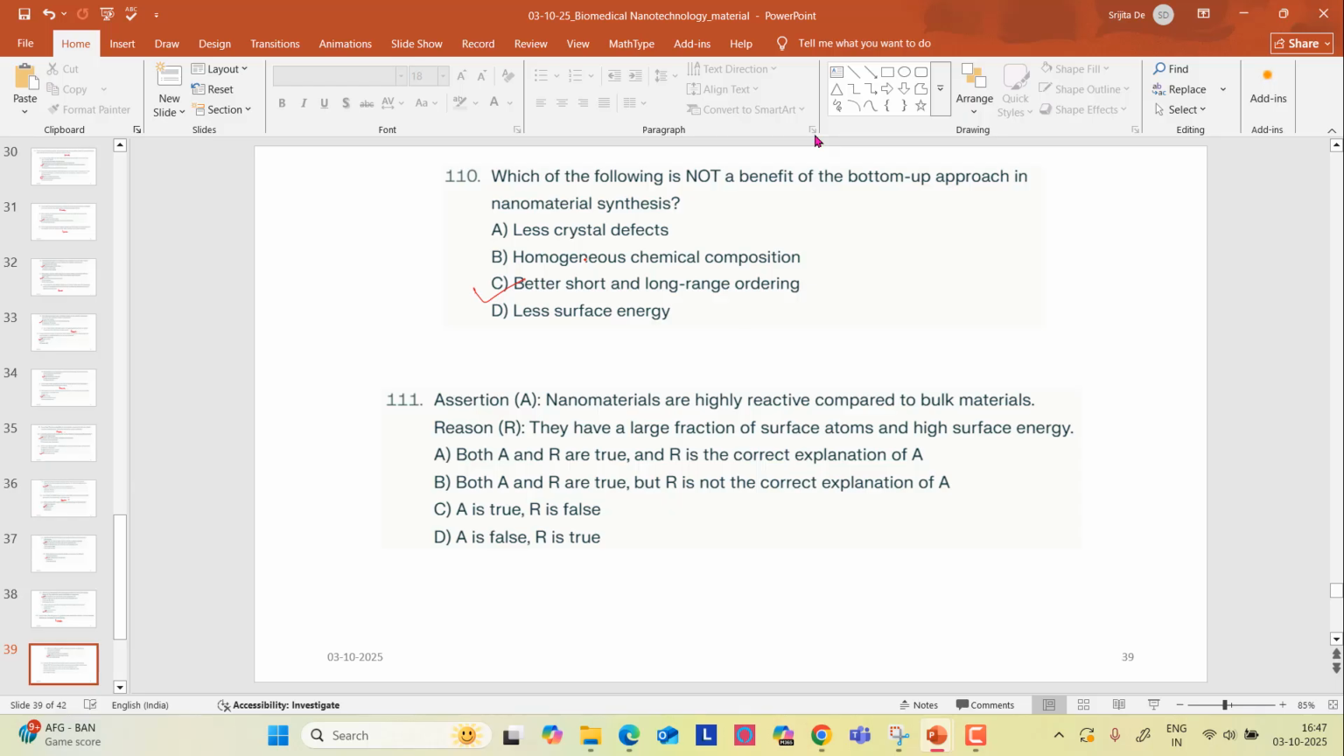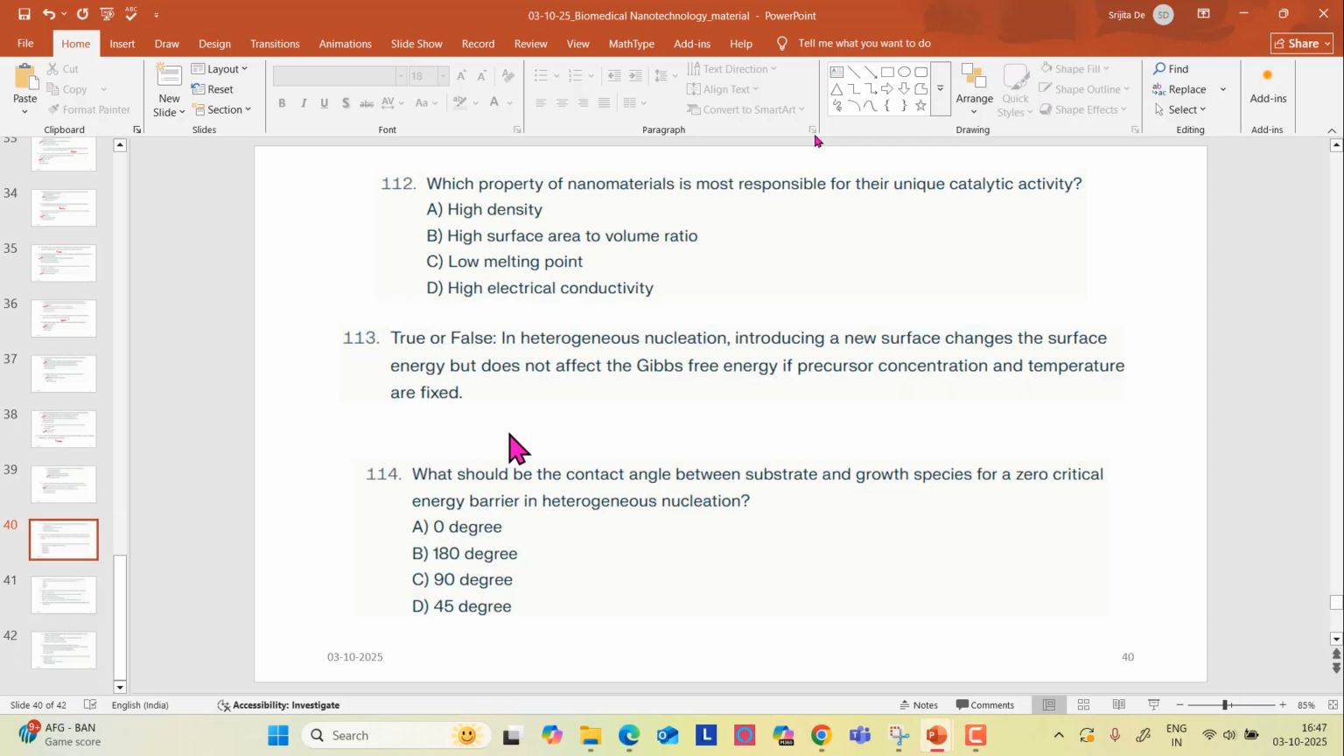Nanomaterials are highly reactive compared to bulk materials and they have a large fraction of surface atoms. This is also obviously true. So the question is done. Which property of nanomaterials is most responsible for their unique catalytic activity? This is the high surface to volume ratio.